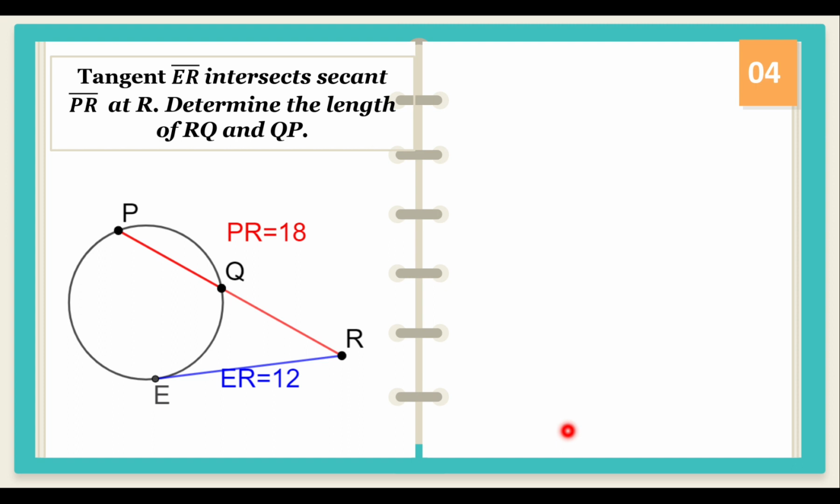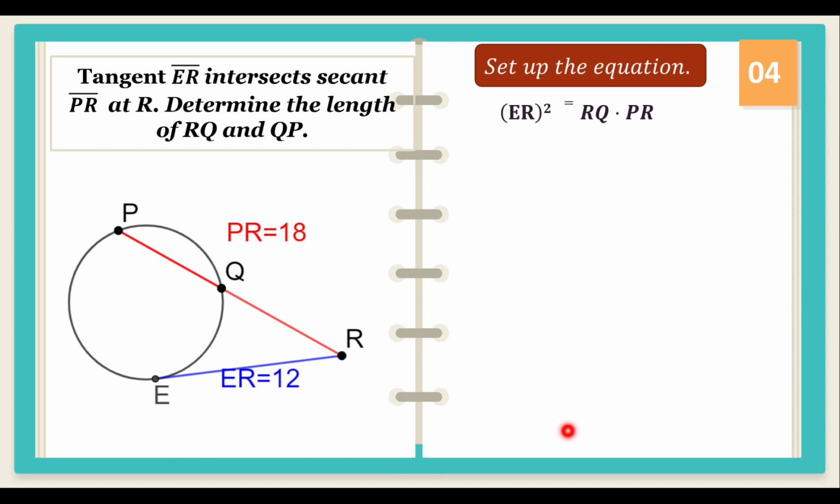We are given the tangent ER intersects secant PR at R, that is outside the circle. Determine the length of RQ and QP. Let us see. We set up the equation. We have the measure of the tangent, that's ER, we square that, is equal to RQ. RQ is the segment, part of the secant outside the circle, and we have here multiplied it by PR, which is the whole secant segment.